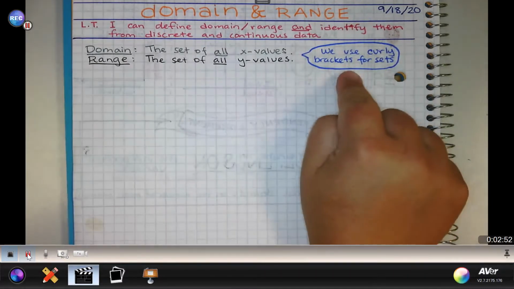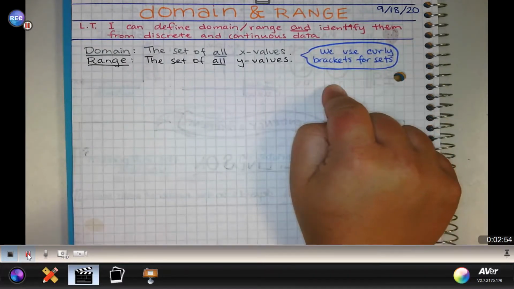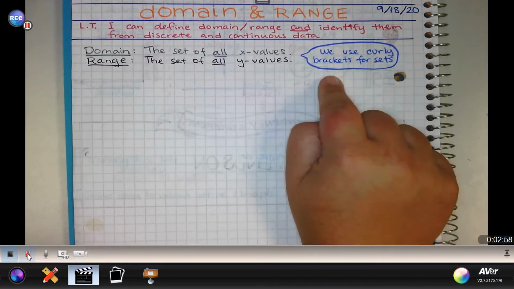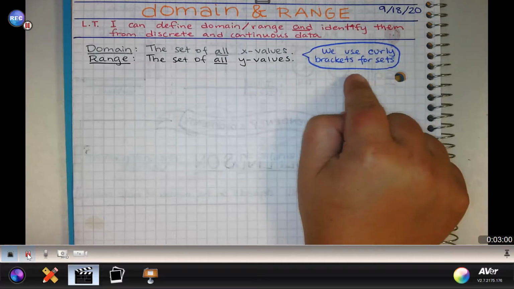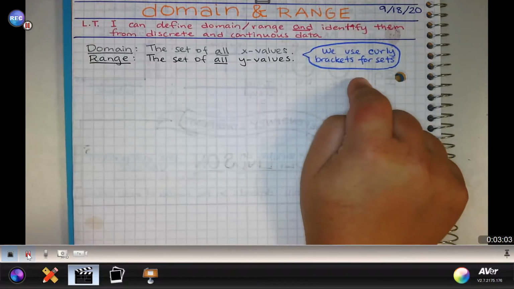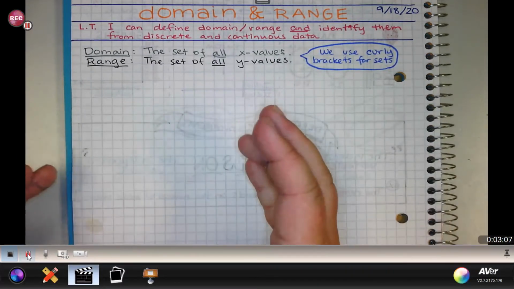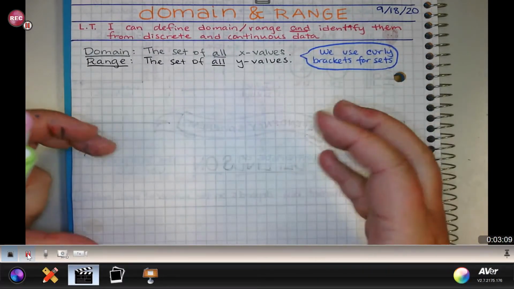Now notice I put like a little speech bubble over here, and that's just because I wanted to make like a little side note. We use curly brackets for sets. If you don't know what a curly bracket is, you're going to find out in a little bit here, but that is a way to kind of package up a set and say, this is what I'm talking about, these numbers.